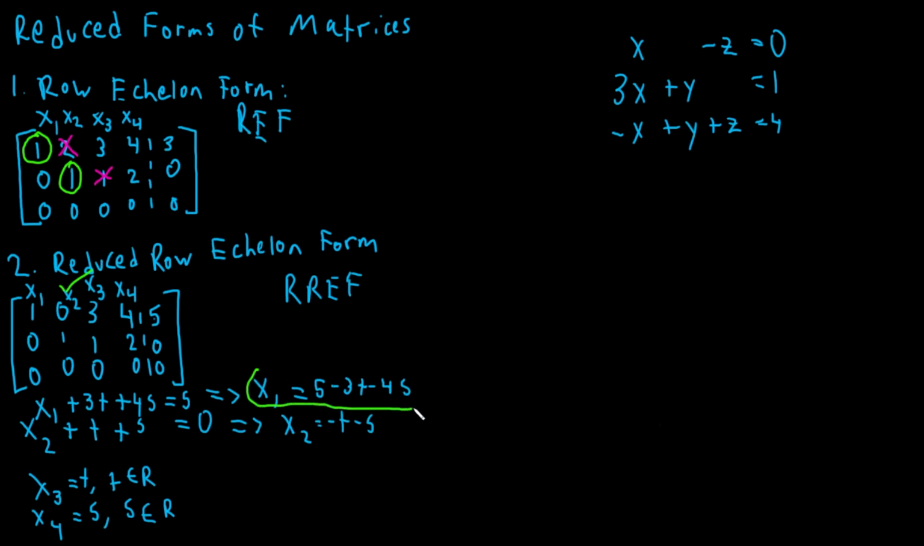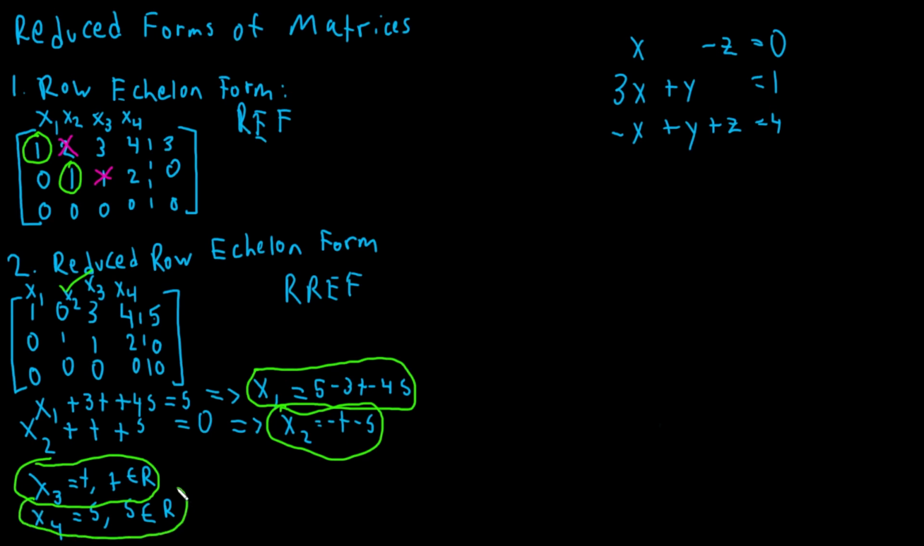And this system, since there's free variables, has infinite solutions. Remember, a system has infinite solutions when there are free variables, and there's free variables when columns of variables don't have a leading one, like in this example right here. Okay, so let's move on to converting a system to reduced row echelon form.